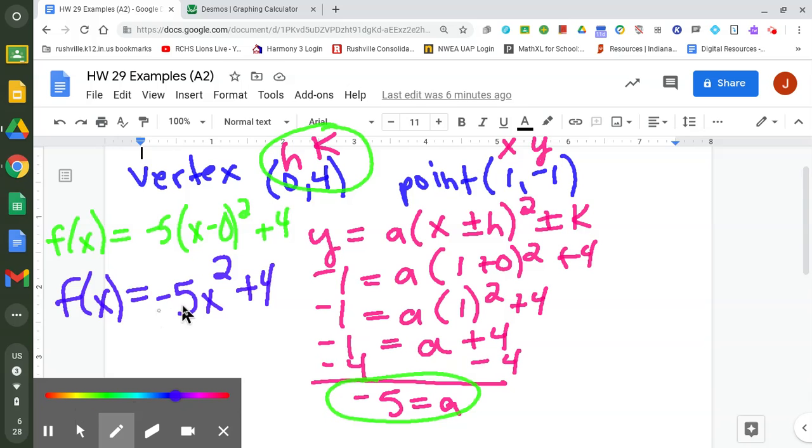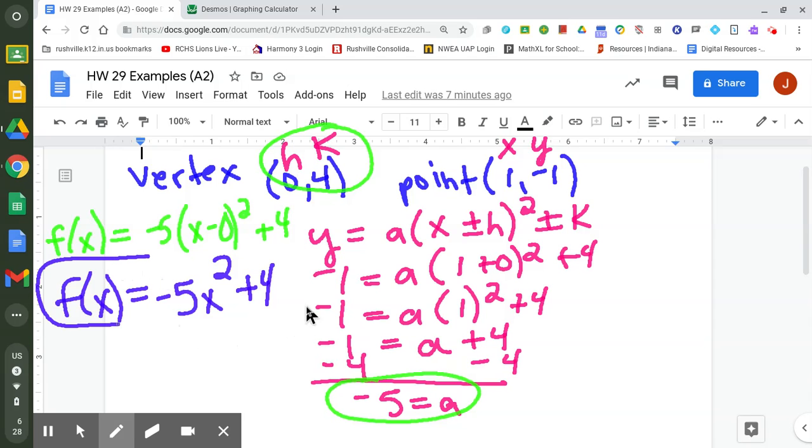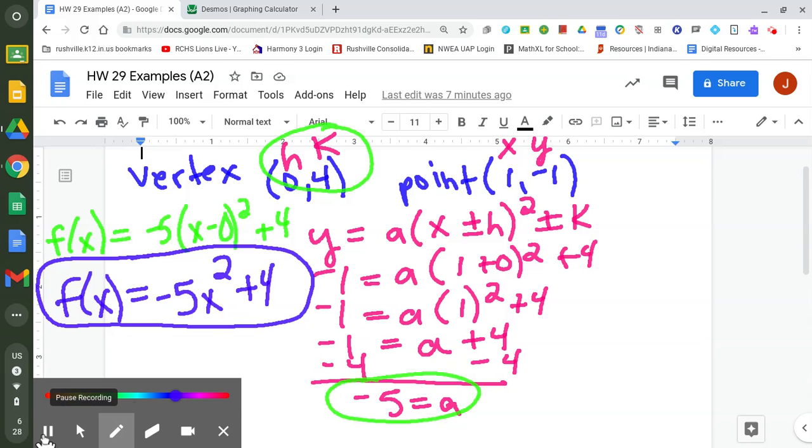Okay. I'm not sure where I left off because I may have hit the wrong button. But we found the negative 5. And then I put the negative 5 in for a, the 0 in for h, the 4 in for k. And then we generally don't leave that 0 in the h spot or the k spot. So this is the simplified version that we would like to see. f of x equals negative 5x squared plus 4.